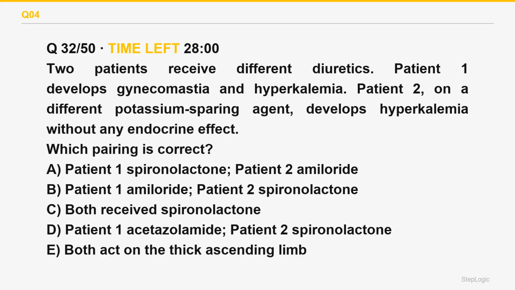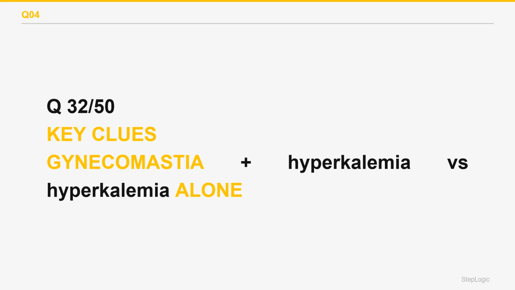Two patients receive different diuretics. Patient 1 develops gynecomastia and hyperkalemia. Patient 2, on a different potassium-sparing agent, develops hyperkalemia without any endocrine effect. Read the command. Which pairing is correct? Two potassium-sparing diuretics act at the same site by different means, and one has an endocrine footprint. Both drugs act in the collecting duct and both spare potassium, but by different mechanisms.